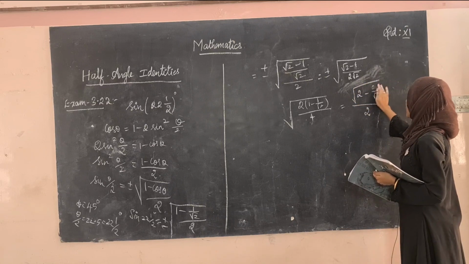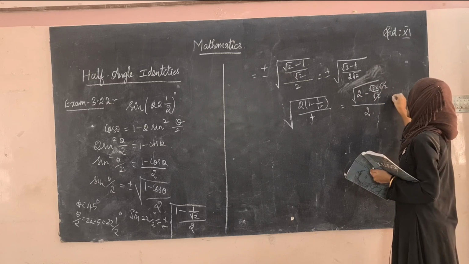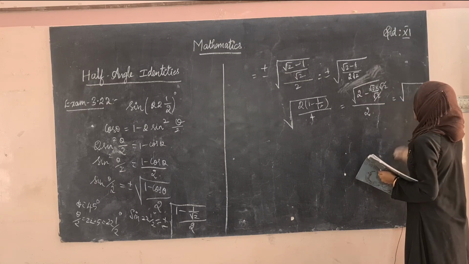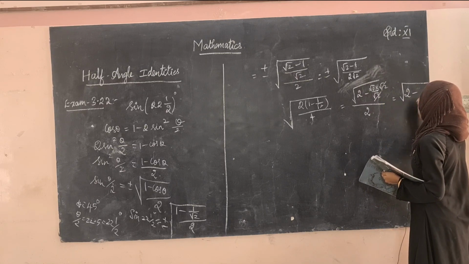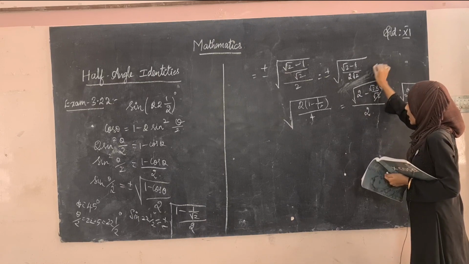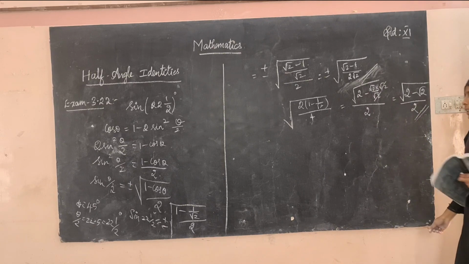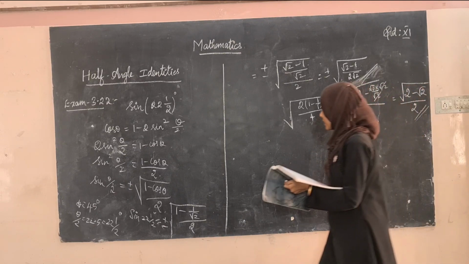So this 2 can be written as root 2 into root 2. So this and this gets cancelled. The value will be (square root of 2 minus root 2) divided by 2. So either you can stop with this or you can stop with this. Both the answers are correct. No problem with that. Now let us see the next example.